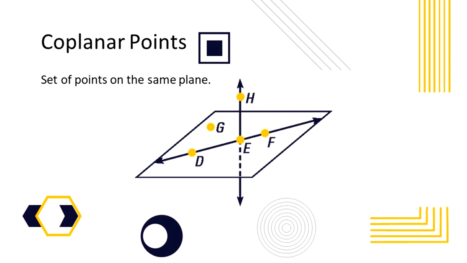Coplanar points are points on the same plane. Basing off the figure, we can say that points D, E, F, and G are coplanar. H is not coplanar with any other described points in the figure. Additionally, points D, E, and F are collinear, while H is collinear with E.